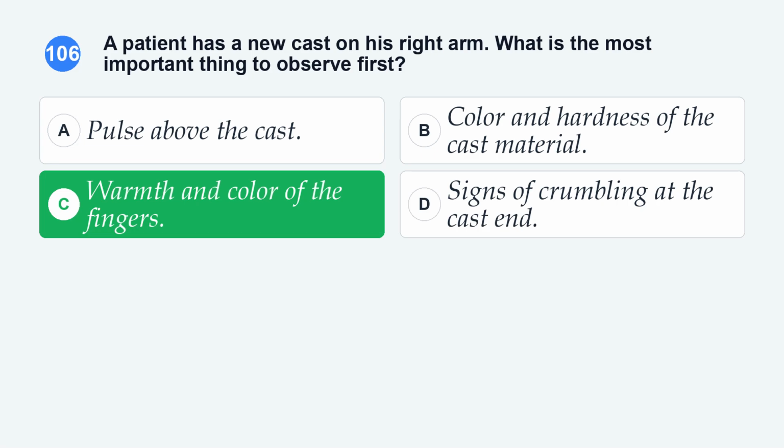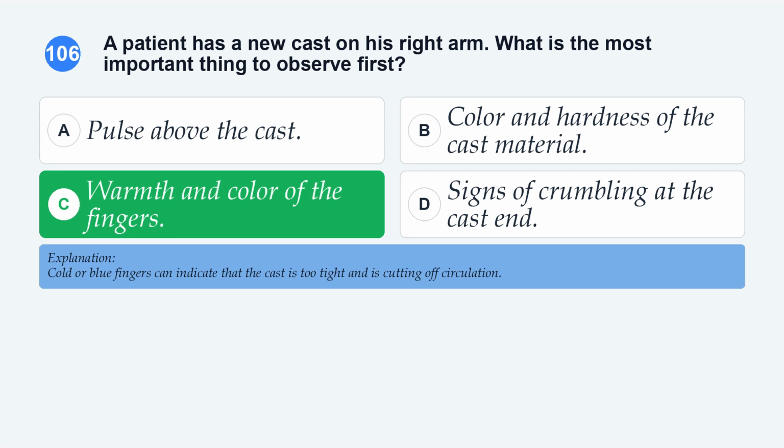The correct answer is option C. Warmth and color of the fingers. Explanation. Cold or blue fingers can indicate that the cast is too tight and is cutting off circulation.